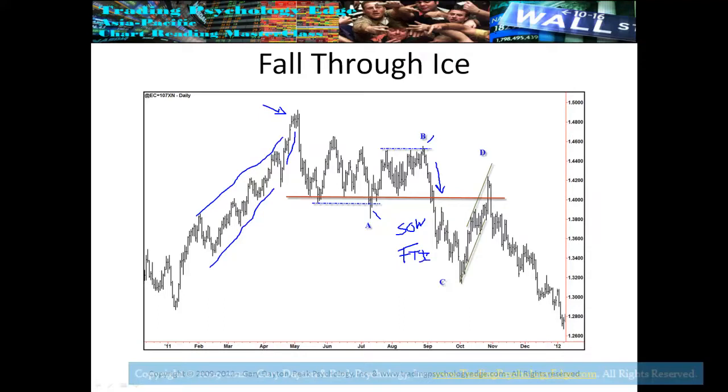And then we come back up, and we bump our head on the ice, and it looks like it's difficult to trade, but if you put in a trend channel here, you see that we are overbought at that point. And that's the place to look for an opportunity to go short. And then we go down from there and make new lows. And of course, we're looking for new lows on this.